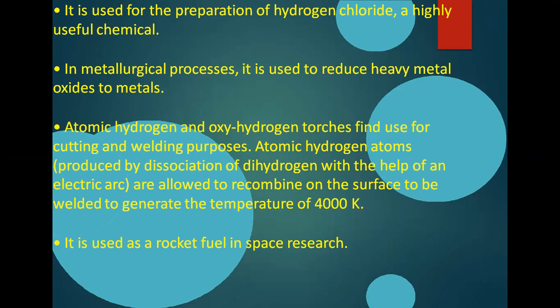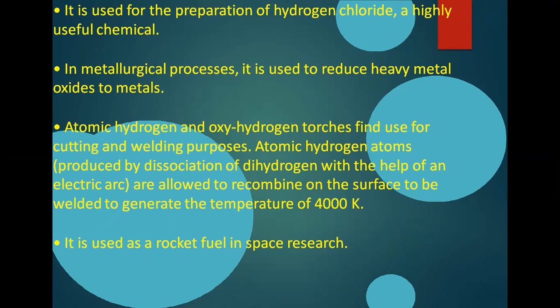Metallurgy is the separation of metals from their oxides. At that time, hydrogen is used to reduce the metals and produce pure metals. Atomic hydrogen and oxy-hydrogen torches are used for cutting and welding processes.